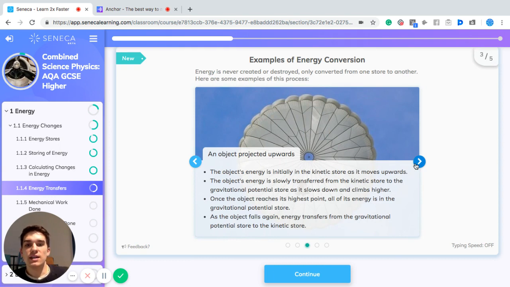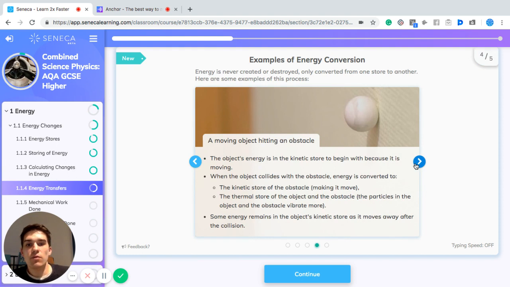If an object is initially projected upwards, so thrown upwards, the energy initially is in the kinetic store. As it moves upwards, the object's energy is slowly transferred from kinetic energy to the gravitational potential store as it slows down. As you throw it up, eventually it will get slower and slower until it stops going up anymore. That's when all of the kinetic energy has been transferred into the gravitational potential store. Then once the object falls again, the energy transfers from the gravitational potential store back into the kinetic store.